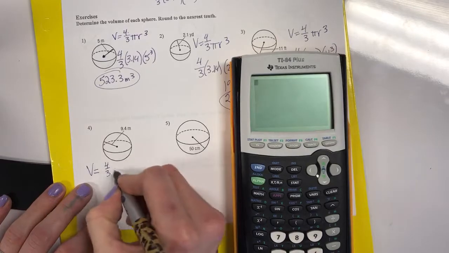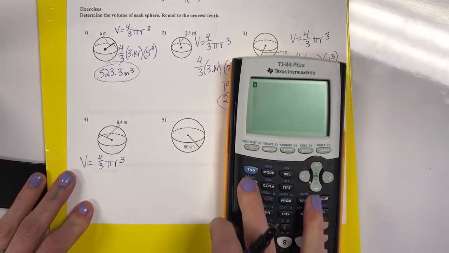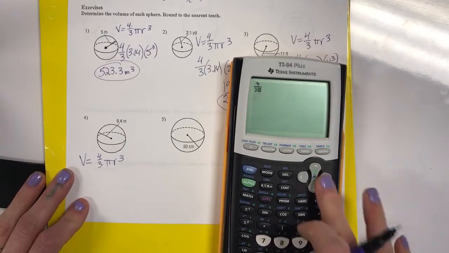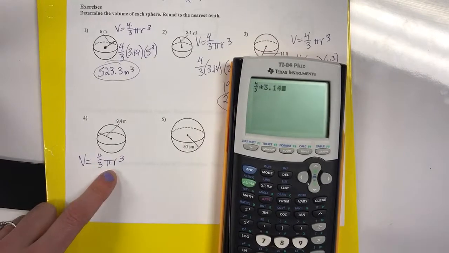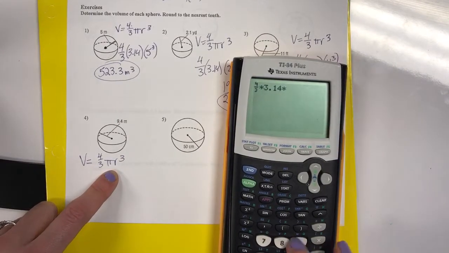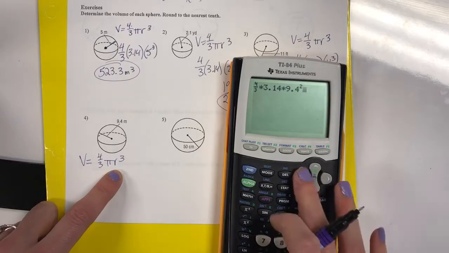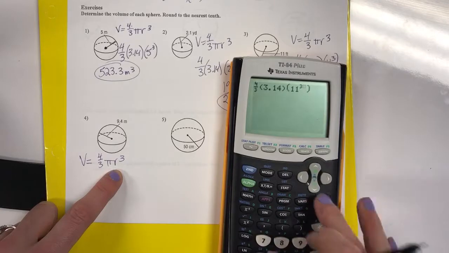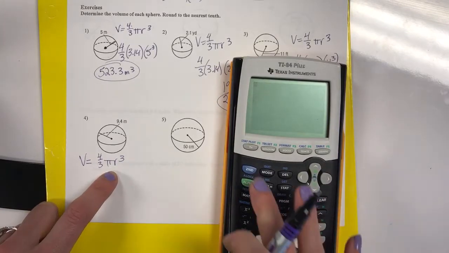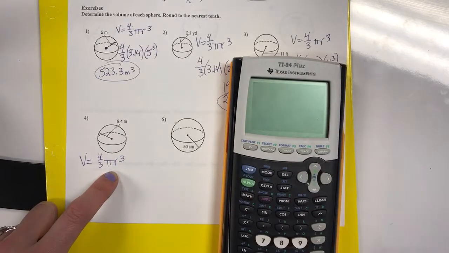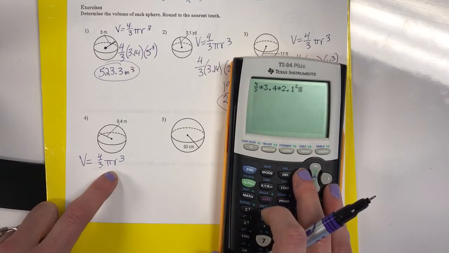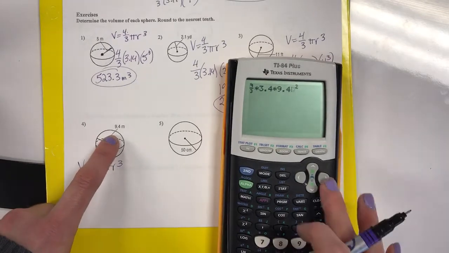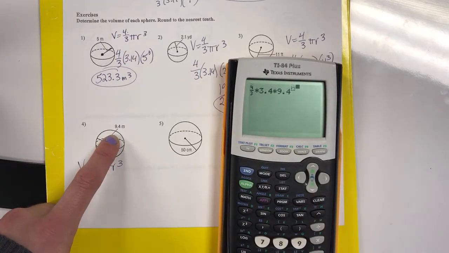So 4/3 pi r cubed. So alpha y equals, enter 4/3 times 3.14 times 9.4 squared. Nope, just kidding. Okay. Enter. I get 9.4 to the 3rd power.